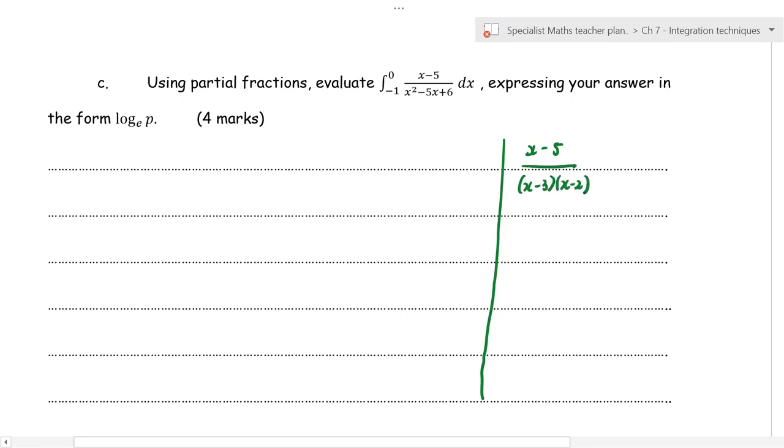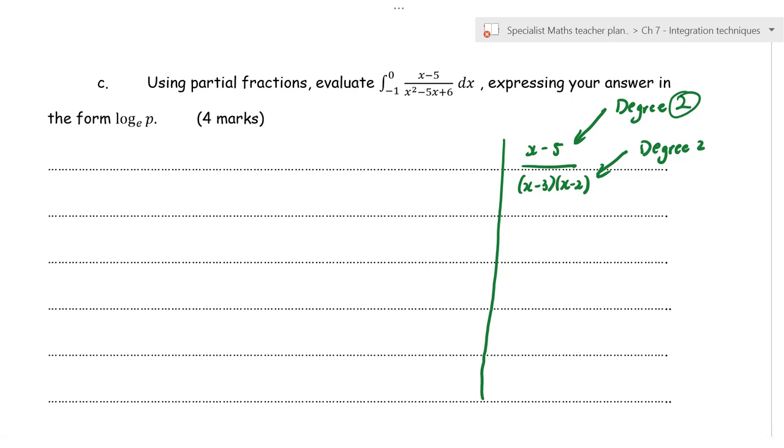Now, another thing I'll get you to think about is, because this is degree 1 and this is degree 2, that means that we don't need to do any polynomial division or anything, do we? But what happens if the numerator wasn't degree 1? What happens if this was degree 2? What would you have to do? You'd have to do polynomial division first, and then you'd have to do partial fractions. That's probably as hard as it gets. They don't often make you do it, but they can, and they have done before.